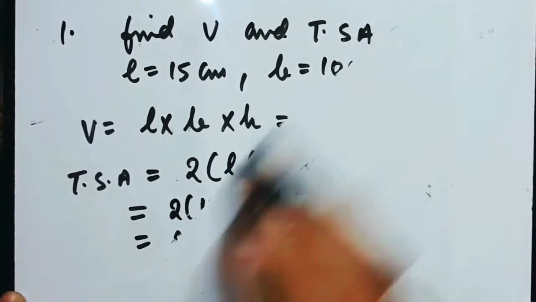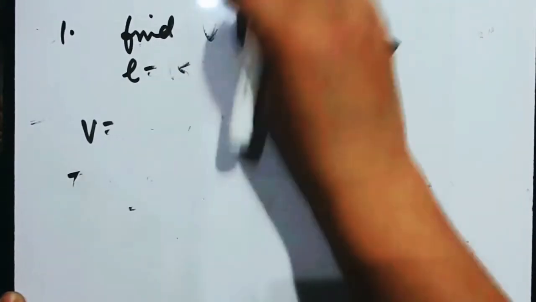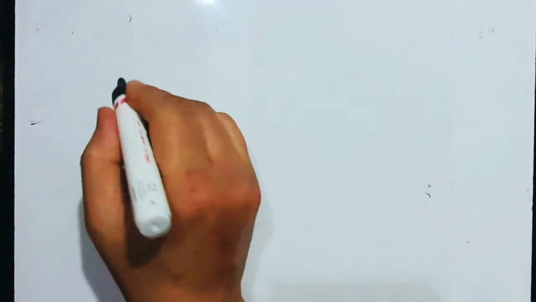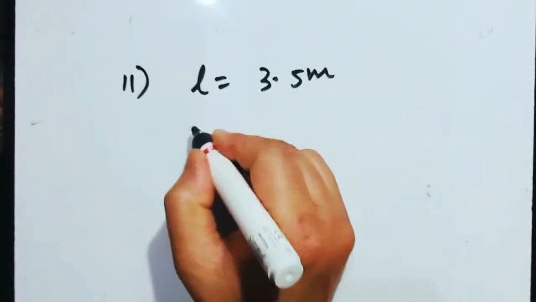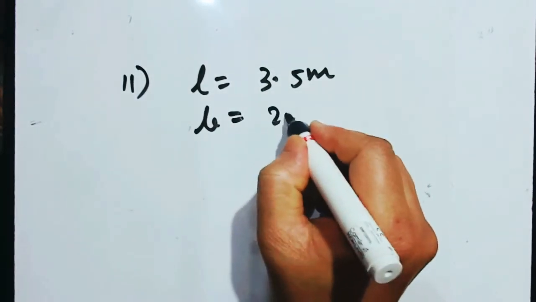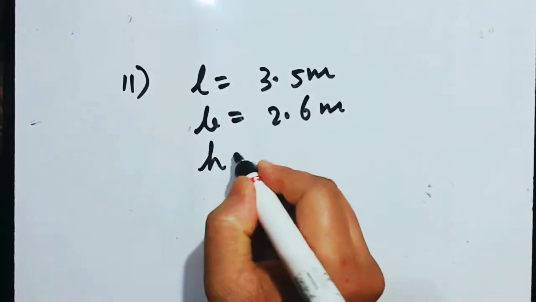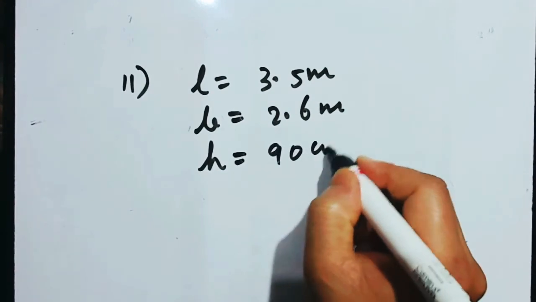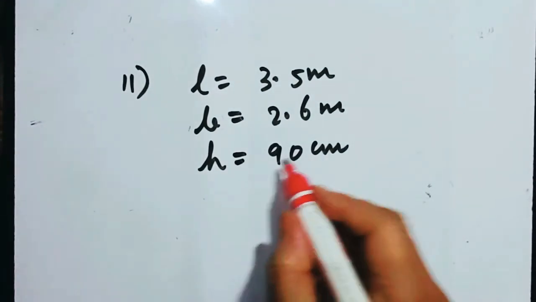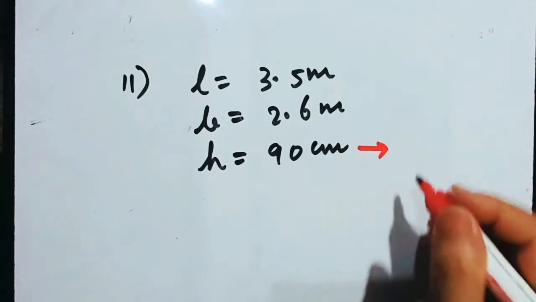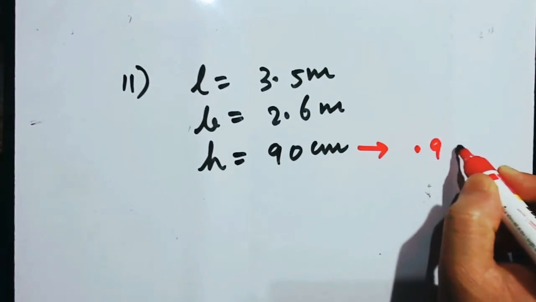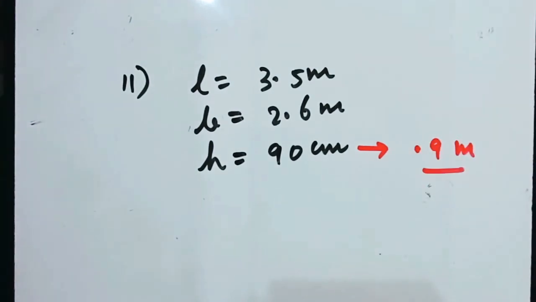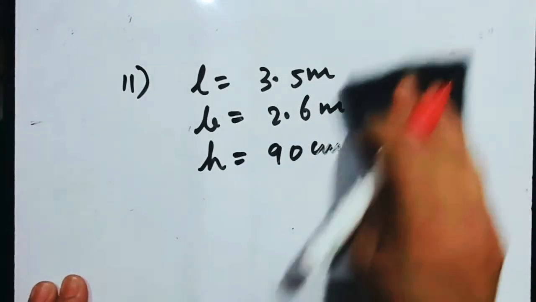But one thing is to be remembered, that the unit should not be changed. In the second part, we find that my length is 3.5 meter, breadth is given as 2.6 meter, and my height is given as 90 centimeter. So naturally this 90 centimeter should be changed to meter. When you divide this by 100, you will get 0.9 meter. So now you put it in the formula and then find out the volume and the total surface area.